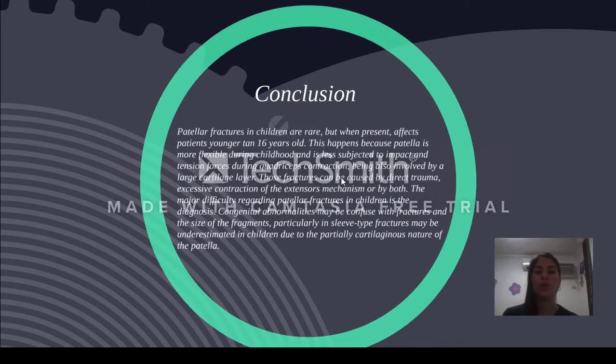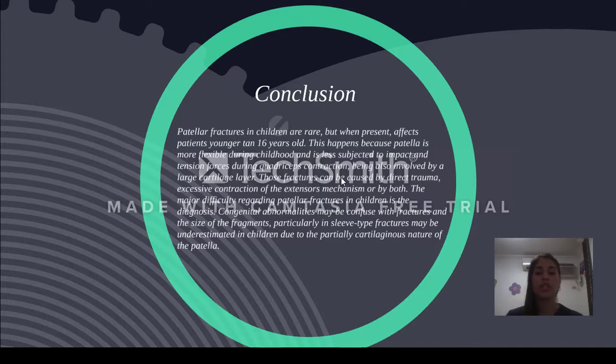As a conclusion, we can say that patellar fractures in children are rare, but when present affect patients younger than 15 years old. This happens because the patella is more flexible during childhood and is less subjected to impact and tension force during quadriceps contraction, being also involved by a large cartilage layer. Those fractures can be caused by direct trauma, excessive contraction of the extensor mechanism, or by both.